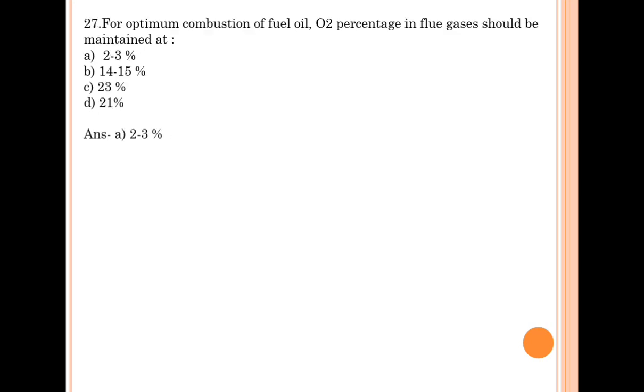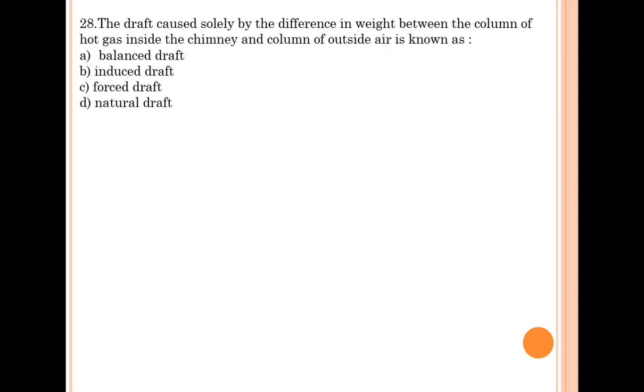For optimum combustion of fuel oil, oxygen percentage in flue gas should be maintained at 2 to 3%. Option should be A. The draft caused solely by the difference in weight between the column of hot gas inside the chimney and the column of outside air, it should be natural draft. The answer is D.